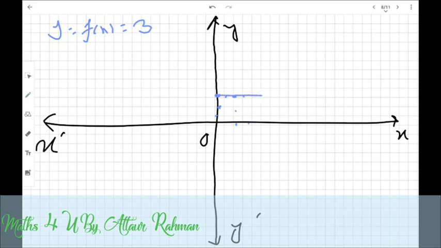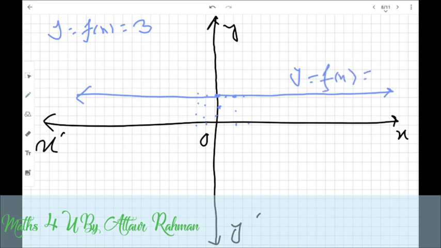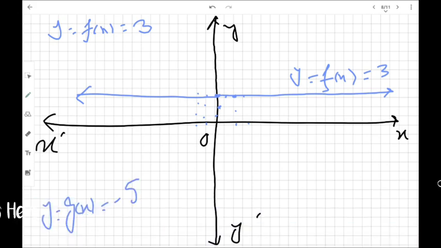Suppose if we plug x is equal to 0, the value of y will be 3. If we plug x is equal to 1, the value of y will be 3. If we plug x is equal to 10, the value of y will be 3. If we plug x is equal to 100, the value of y will be 3. Similarly, if we plug in negative values of x, we will have a constant value, that is 3, to the left of the y-axis, and we see that it is a graph above the x-axis and a straight line as well.